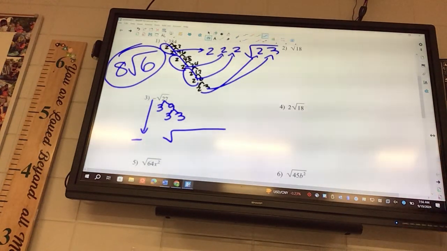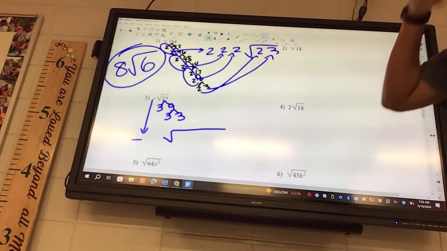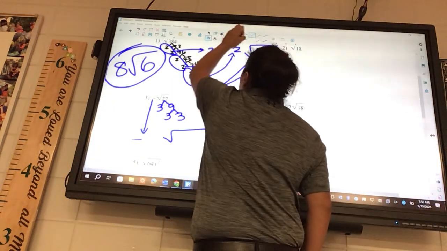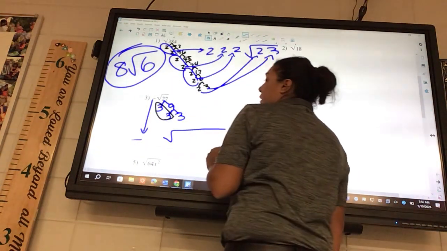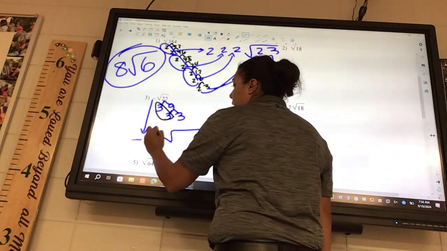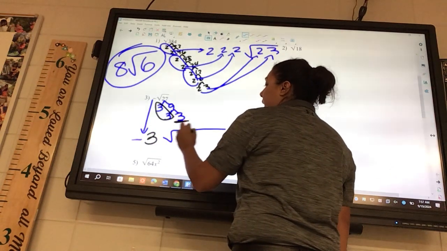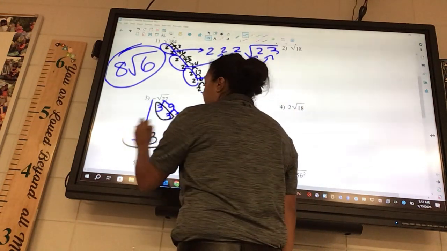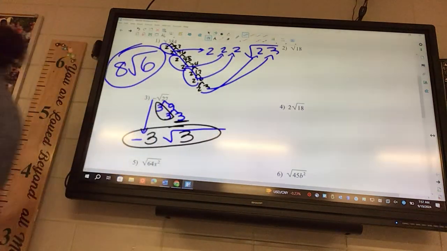Okay, so who can go? One group of 3, so these guys can go. So how many 3s are going to go on the outside? Just 1. And then this guy's got to go back on the inside. And so this is actually our answer. The negative just stays on there.